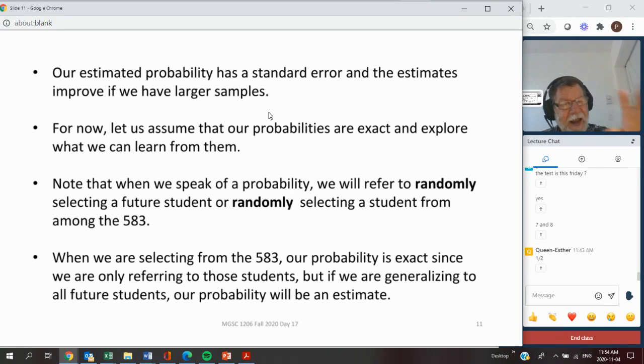And when I'm doing it out of that group and just talking about it, it is an exact probability because I'm not generalizing about all students. It's no longer an estimate. Okay? It's an exact probability. But if I was generalizing to students in general, it's just an estimate of that probability. Subtle distinction, but one to keep in mind because we know that if our numbers come from a sample, it's not perfect.